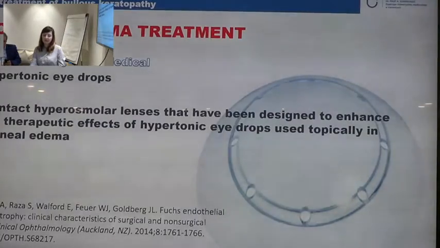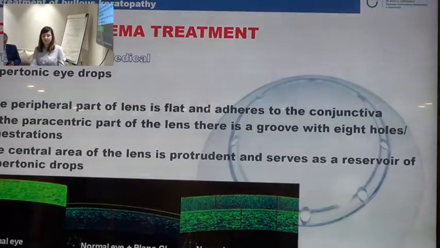And ION Medical aims to fulfill this task with the introduction of hyperCL lenses. These lenses are specially designed to enhance the therapeutic effects of hypertonic eye drops used topically in corneal edema. The central area of the contact lens is protrudent, elevated, and thus creates a space between the contact lens and the cornea that serves as a reservoir for hypertonic drops.